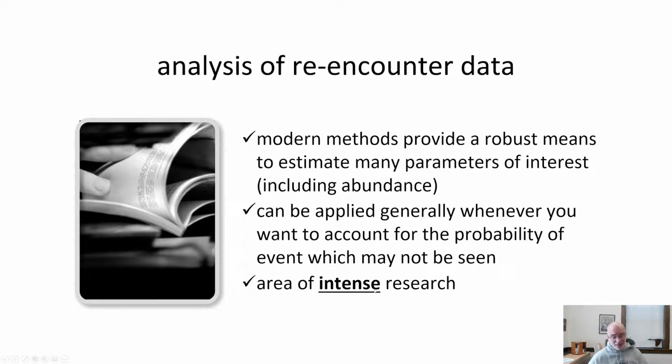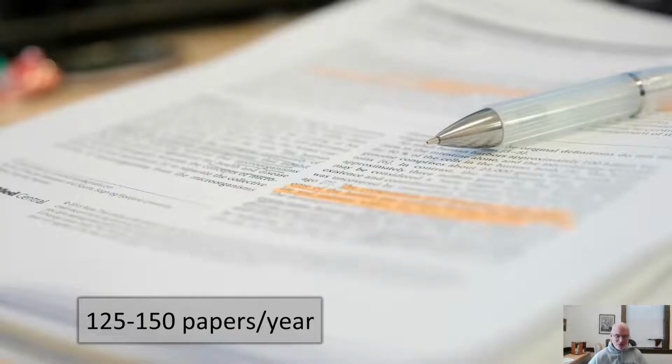Now, this last point here is an important one. It's an area of intense research. And by intense, I do mean intense and prolific. There are probably 125 to 150 papers being published per year. And there are very, very few people who can possibly keep up with the full span of the literature.